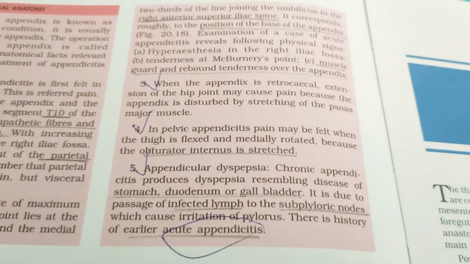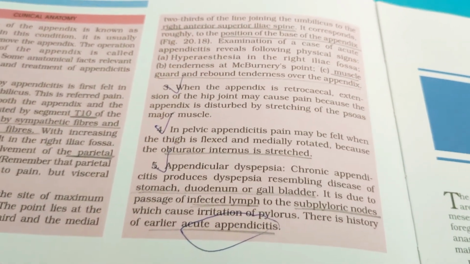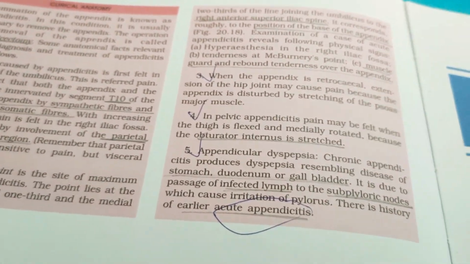So by this we completed the clinical anatomy of the appendix and of the large intestine. Next we'll start with the large blood vessels of the gut.